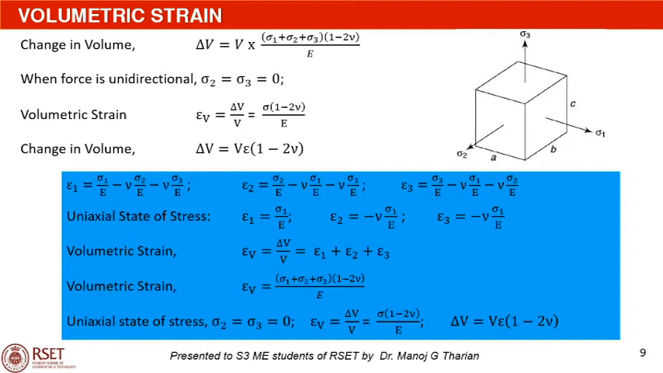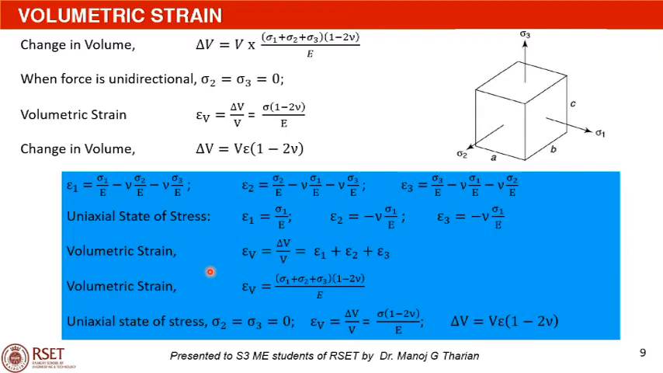So when we have a bar or a cuboid which is subjected to forces in three mutually perpendicular directions, the strain along the three mutually perpendicular directions are given by epsilon 1 is equal to sigma 1 by E minus nu into sigma 2 by E minus nu into sigma 3 by E. Similarly, here the expressions for epsilon 2 and epsilon 3 are given. When the state is uniaxial, that is sigma 2 and sigma 3 are 0, we will have epsilon 1 equal to sigma 1 by E. Similarly, the expressions for epsilon 2 and epsilon 3 are given here.